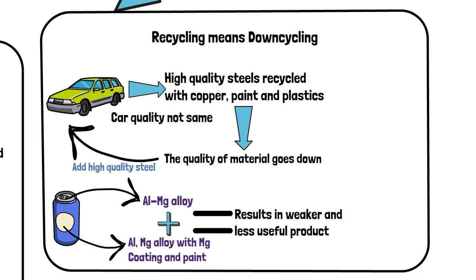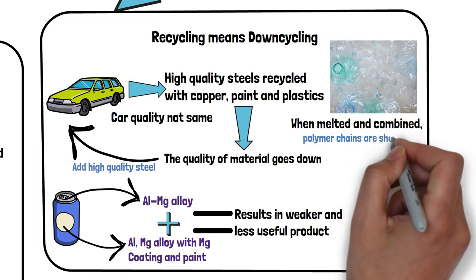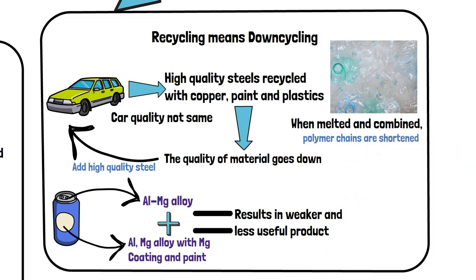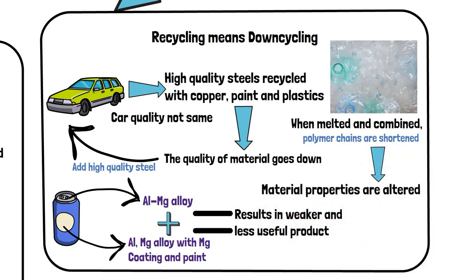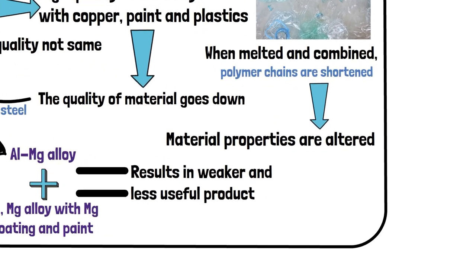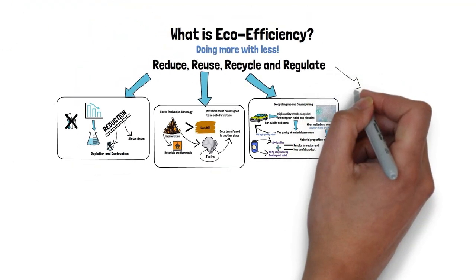Lost value and lost materials are not the only concern here. One good example is plastics. When some plastics are melted and combined, the polymers in the plastics, the chains that make them strong and flexible, are shortened. Since the material properties of this recycled plastic are altered, chemical and mineral additives may be added to attain the desired performance quality. As a result, downcycled plastic may have more additives than virgin plastic. And last but not least, recycling is actually more expensive because it tries to force materials into more lifetime than they were originally designed for, hence requiring more energy and resources.